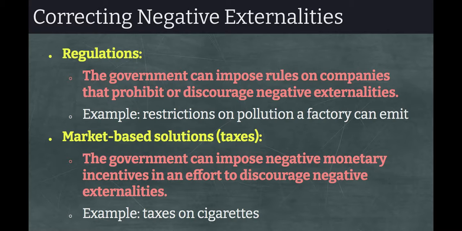Another way that the government can respond to negative externalities is through market-based solutions or taxes. So that's going to be the term you write down. And then the definition is that the government can impose negative monetary incentives, remember that from Unit 1, in an effort to discourage negative externalities. So the government can impose a tax on certain products in order to discourage negative externalities. So the government can, for example, impose a tax on cigarettes to prevent secondhand smoke from getting other people ill.